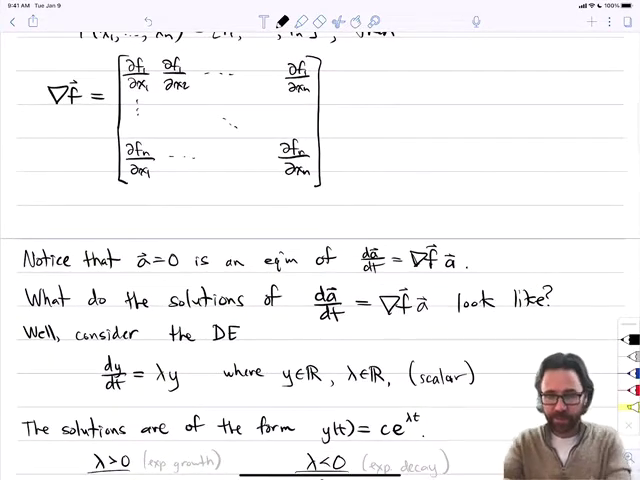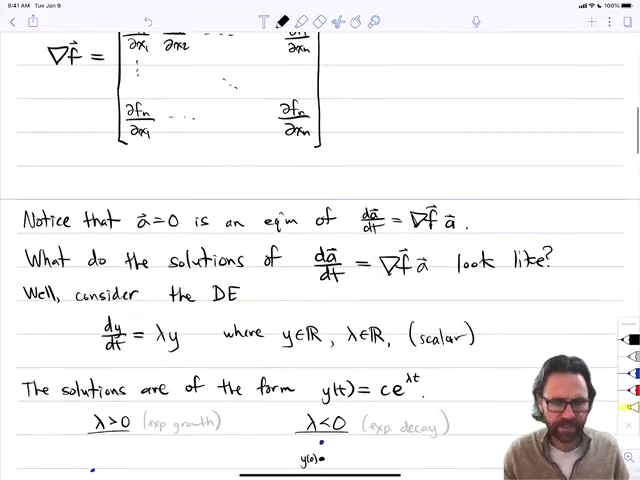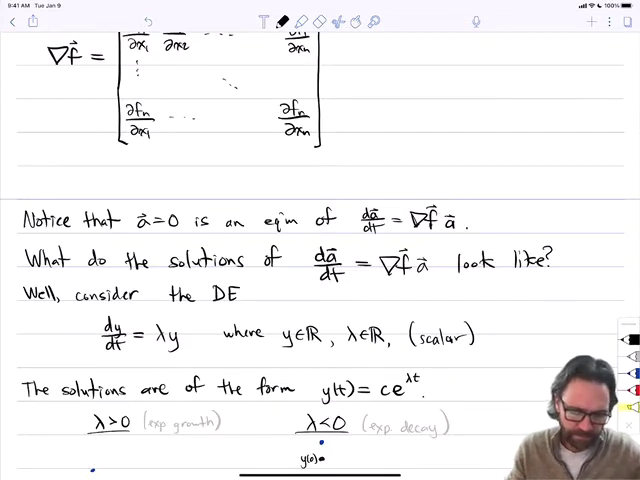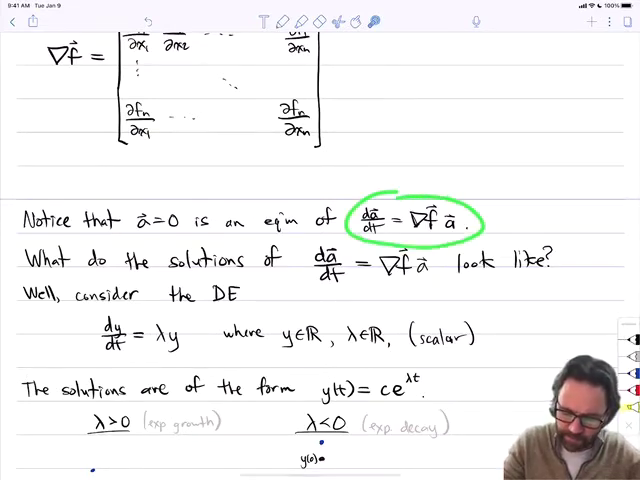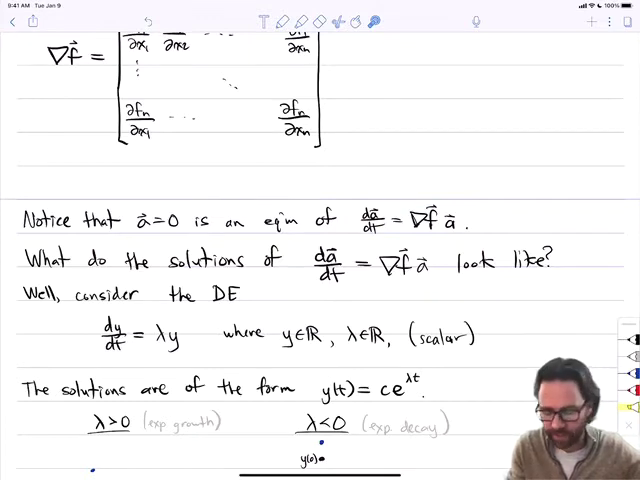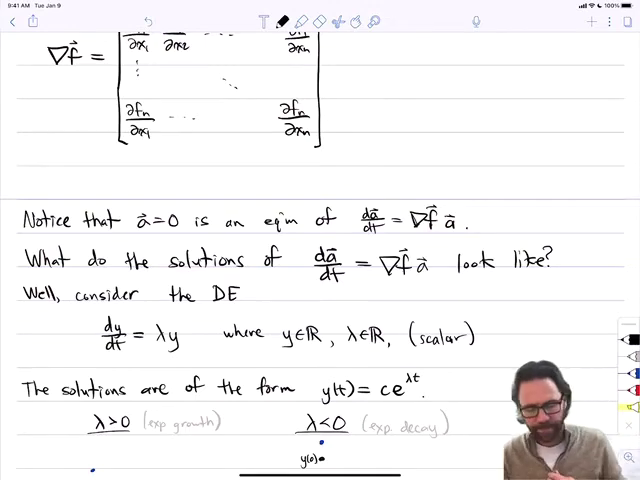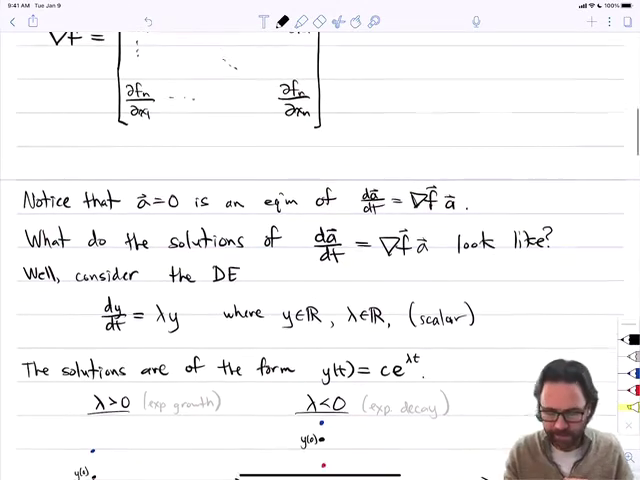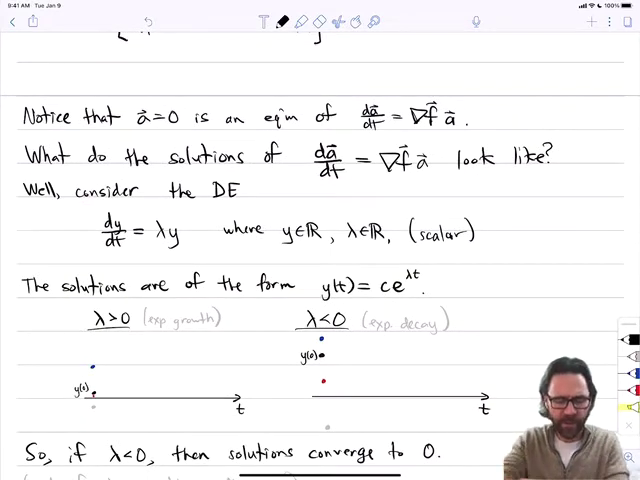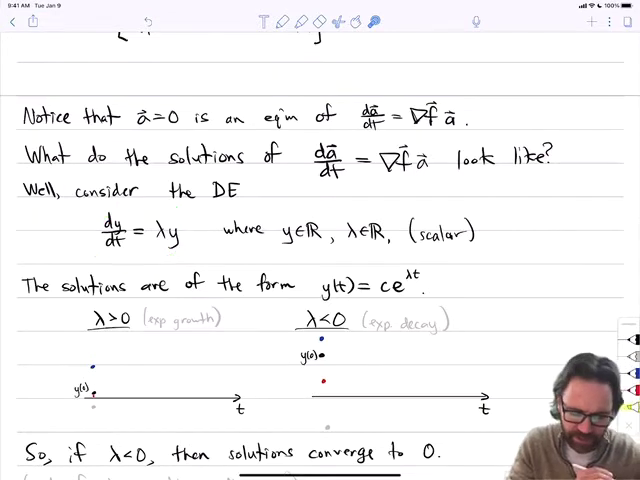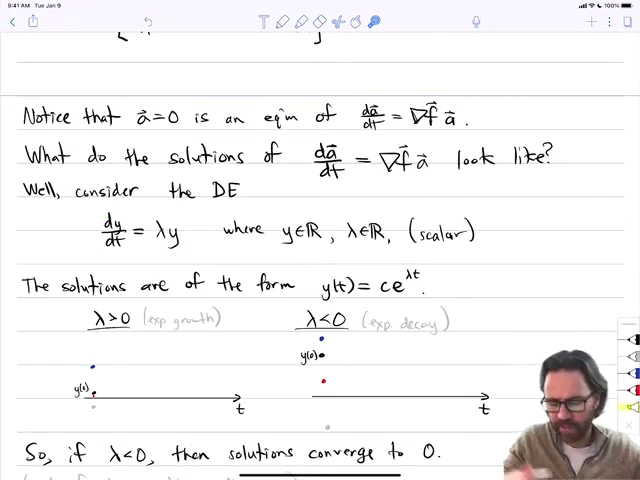So we can compute all those because we know what those f's will look like in our differential equation. System of differential equations, they'll just be functions. Okay. Notice that A equals 0 is an equilibrium of this system. Right? If you set A equals 0, obviously the right-hand side will evaluate to 0, and so the derivatives will be 0, equilibrium. So what do those solutions look like around there? Well, consider the 1D, like scalar, differential equation, dy by dt equals lambda y. So y and lambda are both scalars.